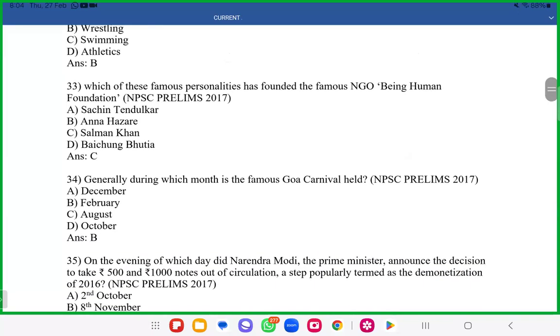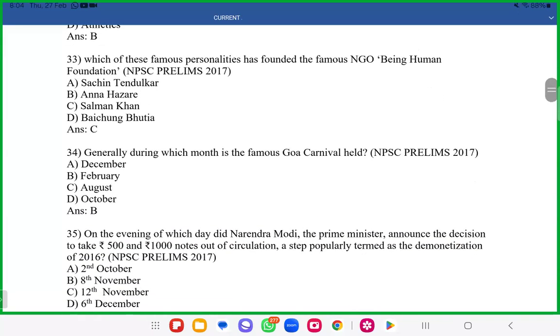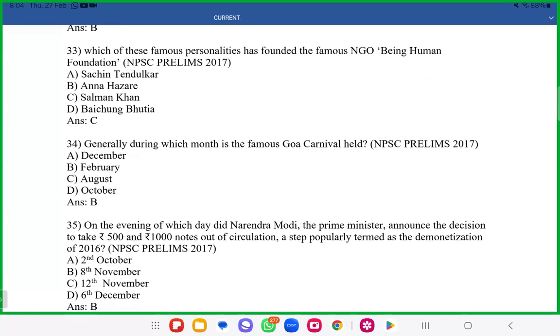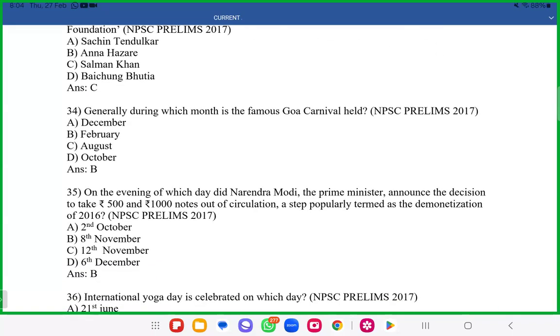Now this can also be asked. That is why reading the newspaper is very important. Not all questions will come from the current affairs magazine or the Monday magazine. Some questions will need your common sense and your newspaper reading habit. So you should know this. Generally, during which month is the famous Goa Carnival held? It will be current affairs, under state affairs.